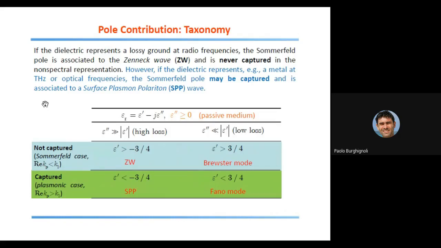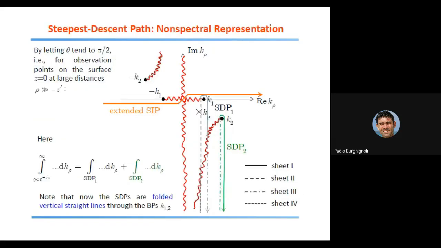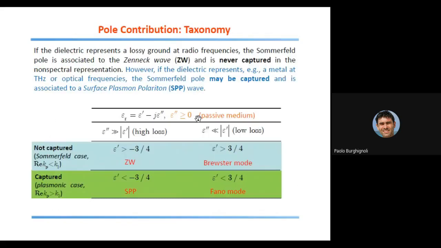Now, regarding this pole contribution, here we have a slide in which we make a small taxonomy of the contribution that originates from the pole. If the dielectric represents a lossy ground at radio frequencies, which is important in radio propagation applications, then, as we already said, the Sommerfeld pole is associated to the Zenneck wave. And in this case, it is never captured in the steepest descent representation. So it is located, as in this picture, on the left of the gray steepest descent path number 1. So there is no residue contribution. However, in other cases, it may be captured.